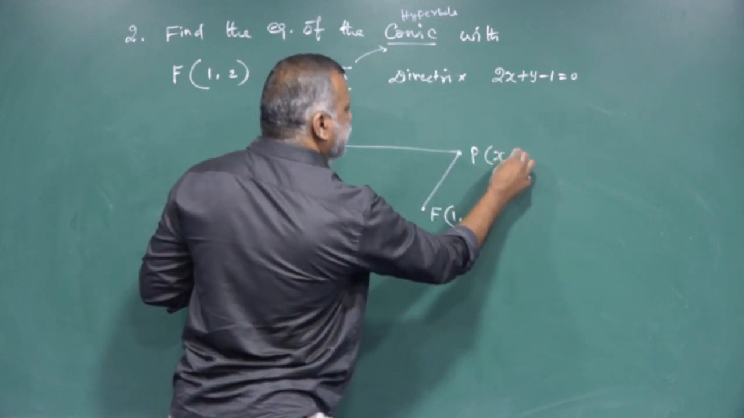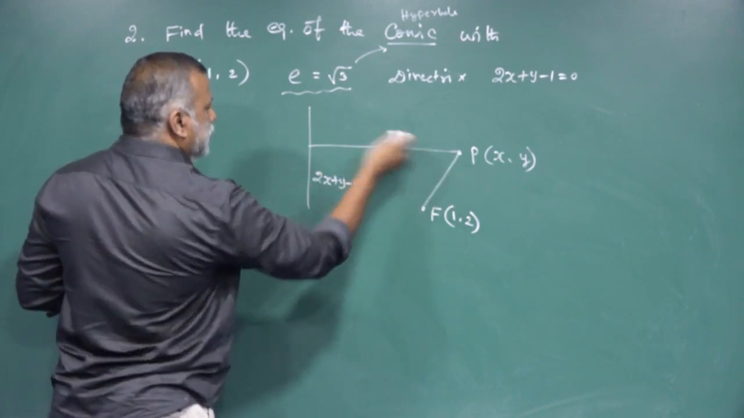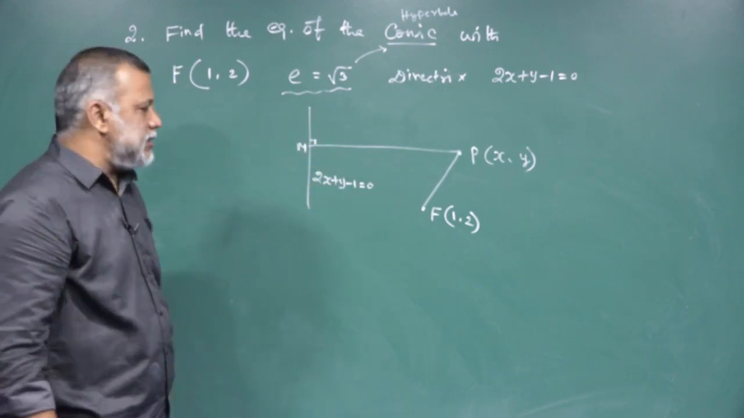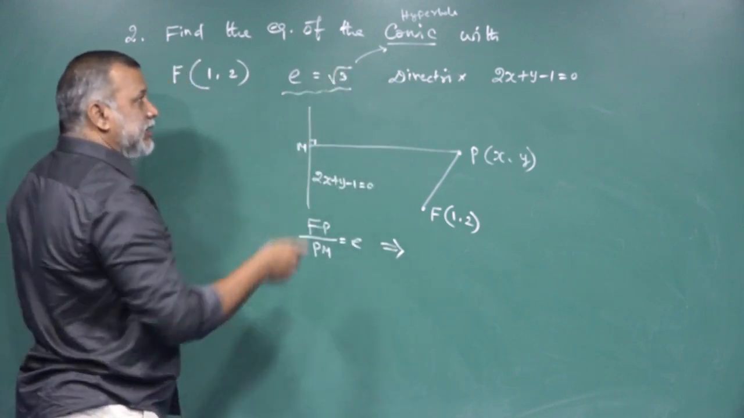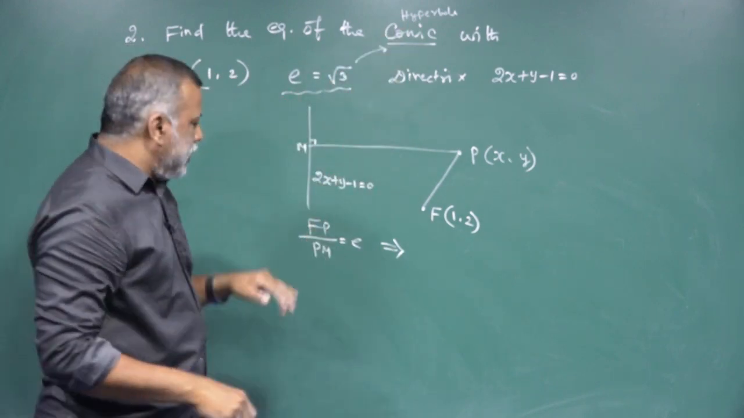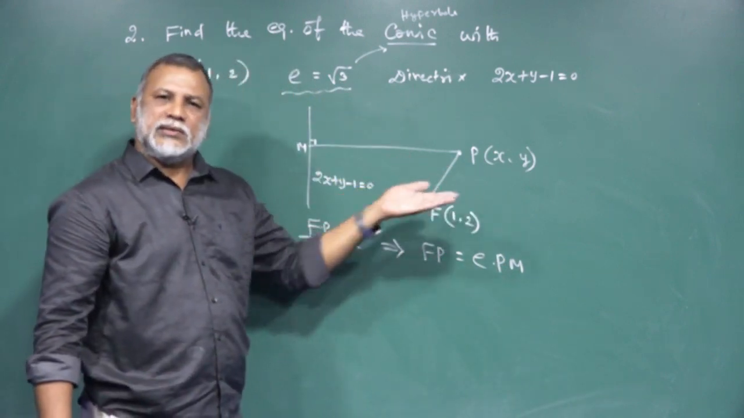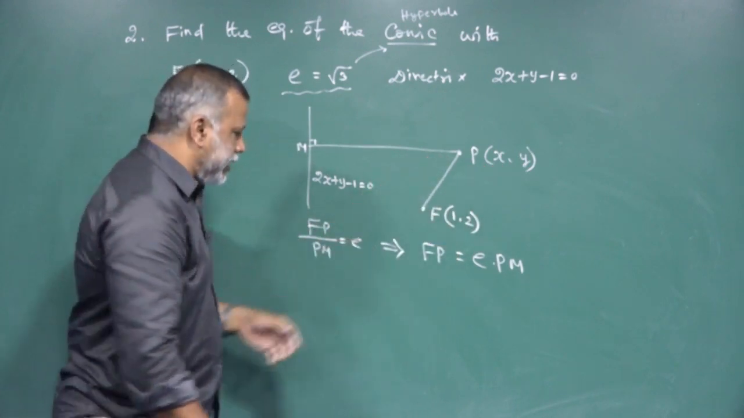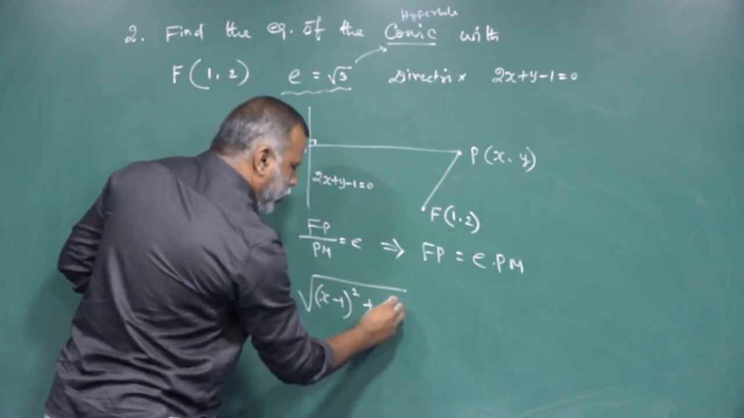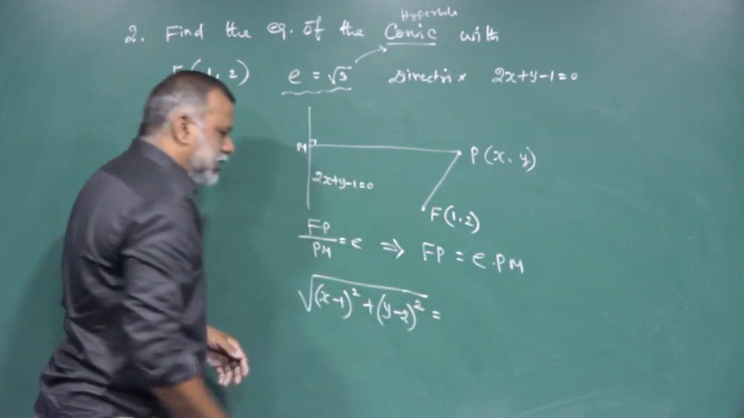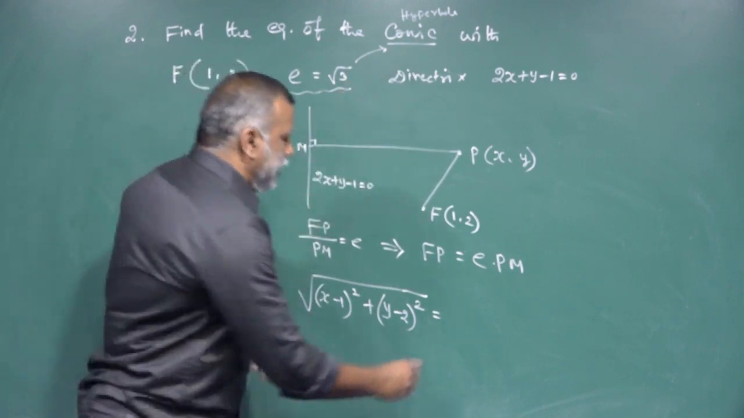Then take the point P of (x, y). The equation of the directrix is 2x plus y minus 1 equal to 0. Here PM is the perpendicular distance. Just now we discussed the formula: FP by PM equal to E. Here E is greater than 1, therefore this conic is called a hyperbola. I can write FP equal to E into PM. From this diagram, what is the meaning of FP? It is the distance between 2 points. Once again use the same concept: the square root of (x minus 1) the whole square plus (y minus 2) the whole square. Here the value of E is root 3.